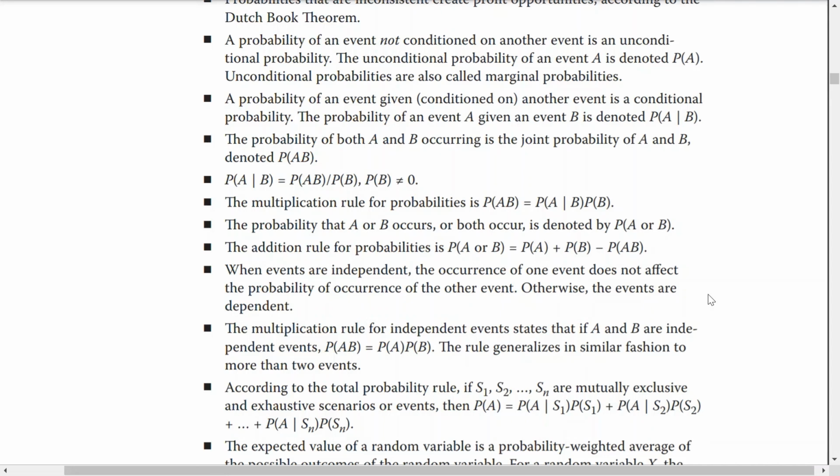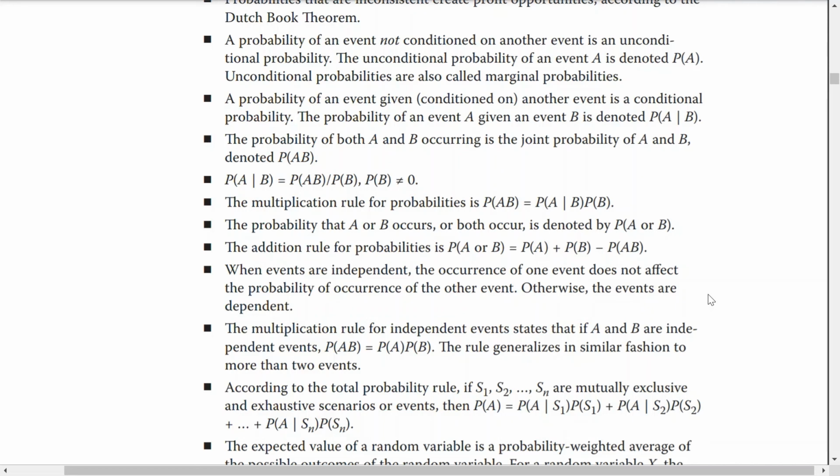A probability of an event given, or conditioned on, another event is a conditional probability. The probability of A given B is denoted P(A | B). The probability of both A and B occurring, the joint probability of A and B, is called P(AB). P(A | B) is equal to P(AB) divided by the probability of B, given that the probability of B is not 0. You can't divide anything by 0.